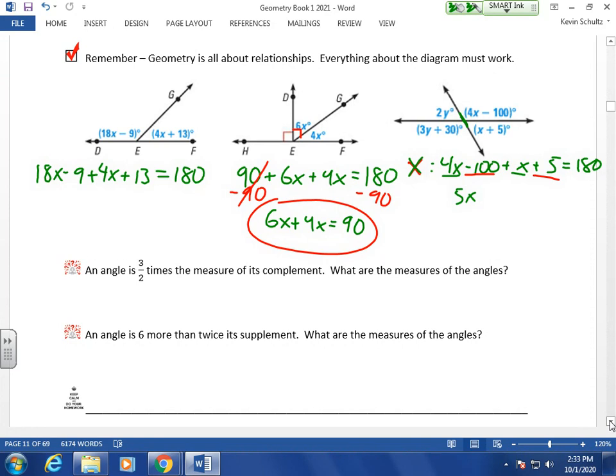Not negative 190, negative 95. Yep. So 5x minus 95 equals 180. We can move our constant over to the other side with opposite operations. We get 5x equals 275. 180 plus 95. Divide both sides by 5 to get x by itself, and we end up with, oh, wow, 55. What is it? 55. Thank you.